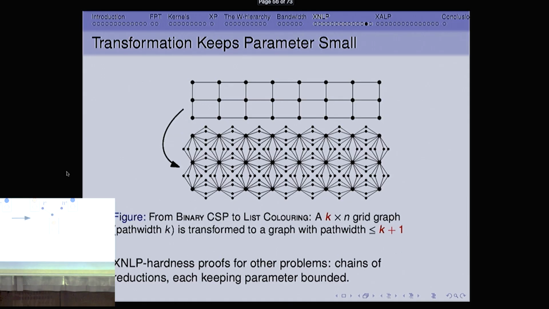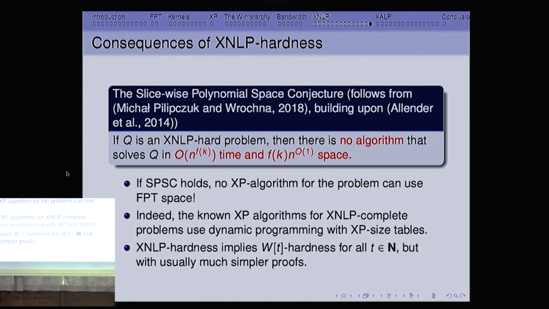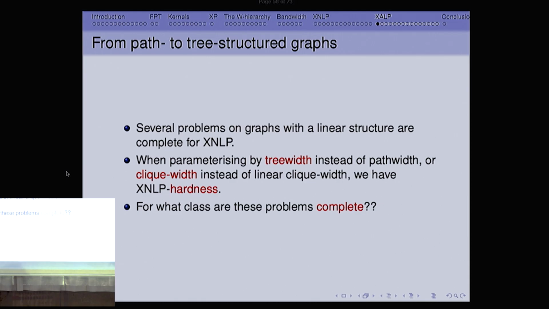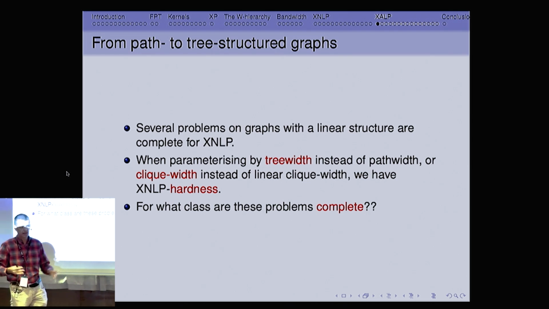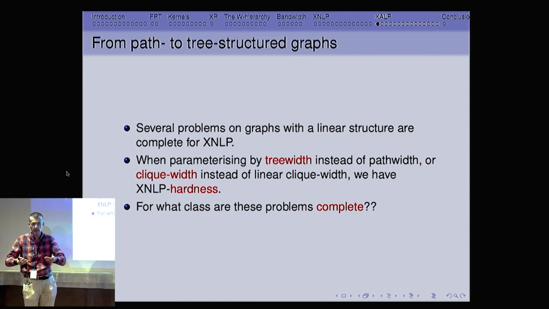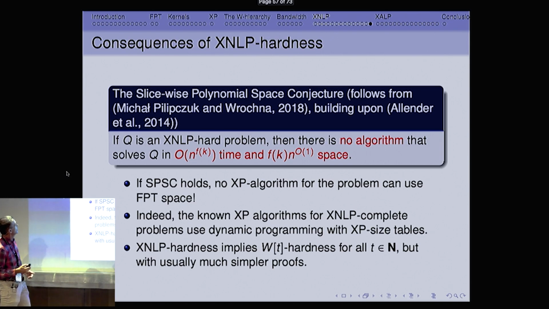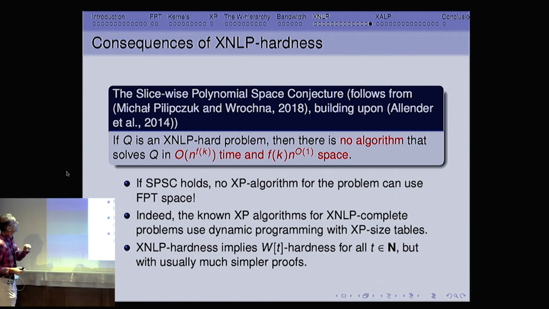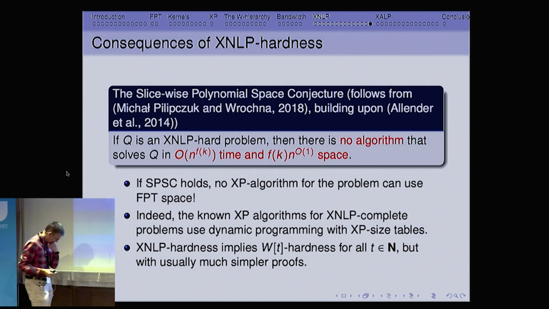Yeah, no, let's go. So that's XNLP, and I think there are now many problems already shown to be complete for this class. Oh yeah, I want to tell you this one first.